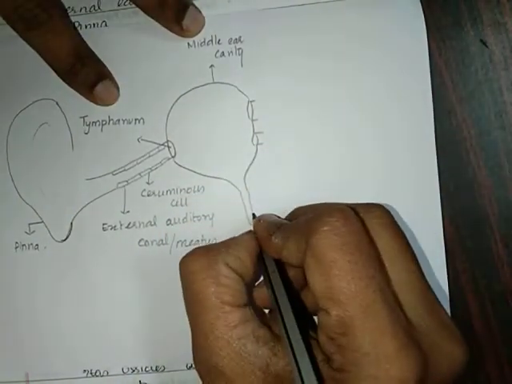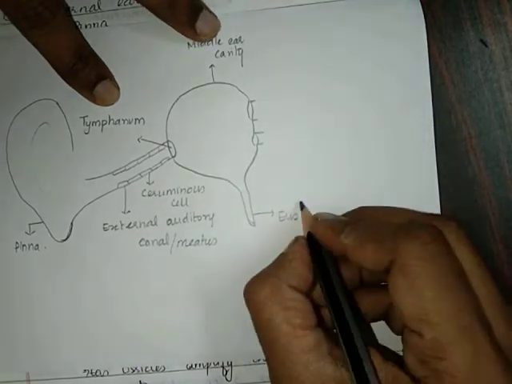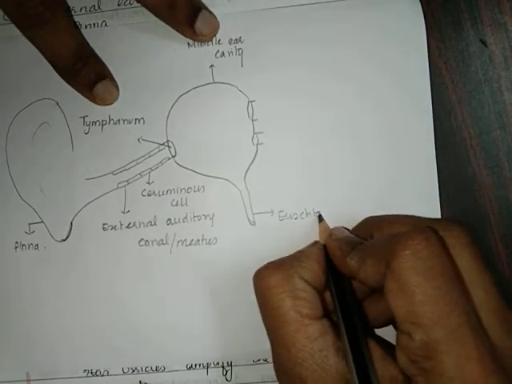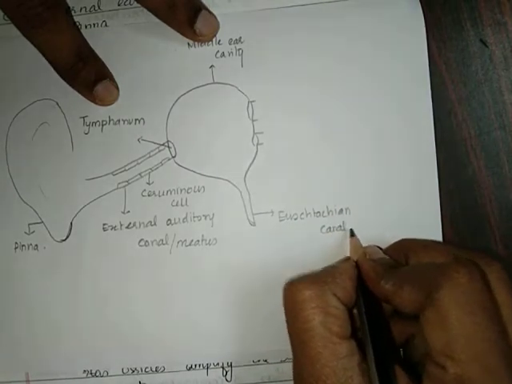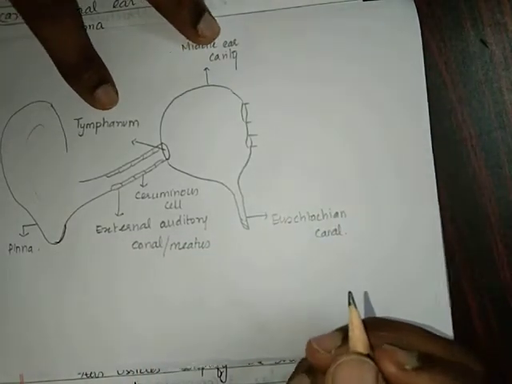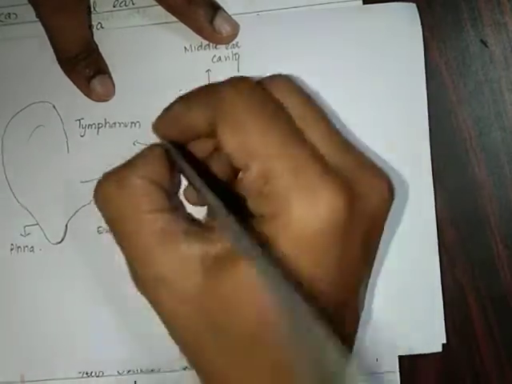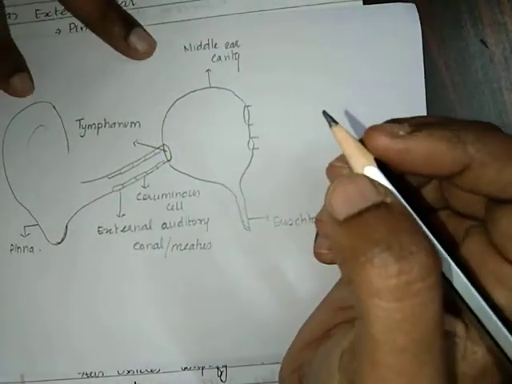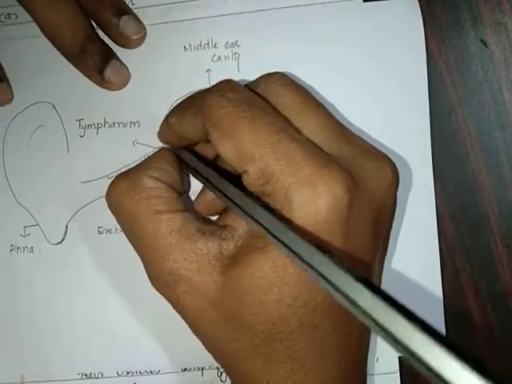The structure that connects to the pharynx region is called the eustachian canal or tube, which has a valve inside it called the eustachian valve. And this middle ear cavity is an air filled cavity. The air here would be at a pressure equal to the atmospheric pressure.